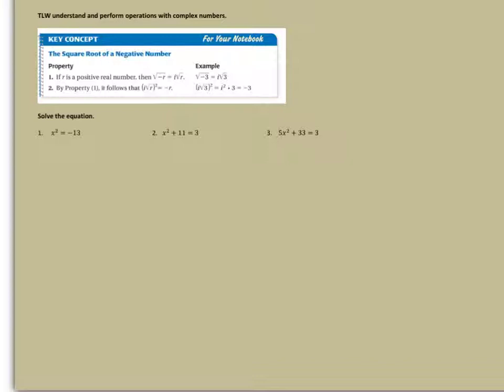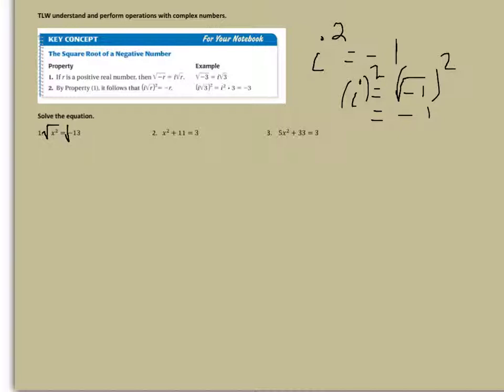So what that's telling us is i squared is equal to negative 1. Because if i is equal to the square root of negative 1 and I square both sides, it just gets rid of the square root, so it's negative 1. Okay? So solve the equation.